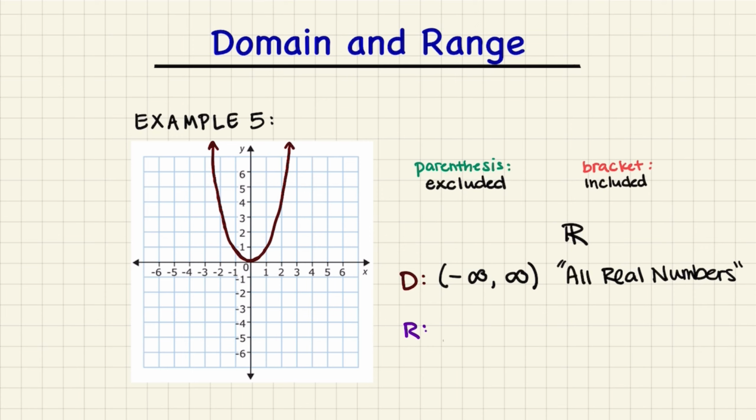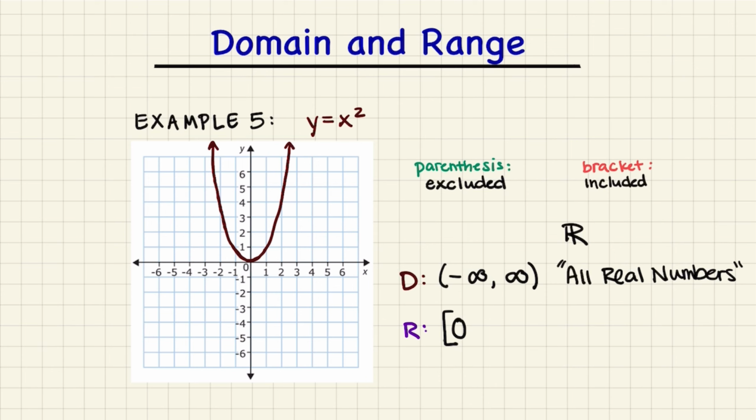So the lowest y value, the lowest this function goes is 0. And actually, this function you might recognize as a parabola. The equation for this function is y equals x squared. But back to the range, the lowest value is 0, and that is included. So that's going to be a bracket, because this function does actually hit 0.